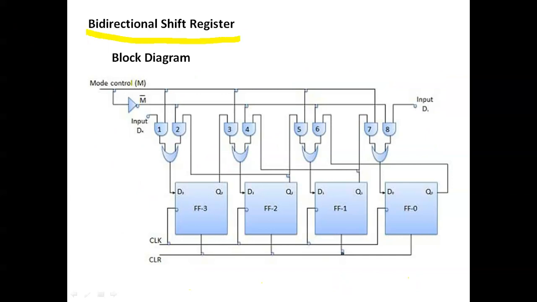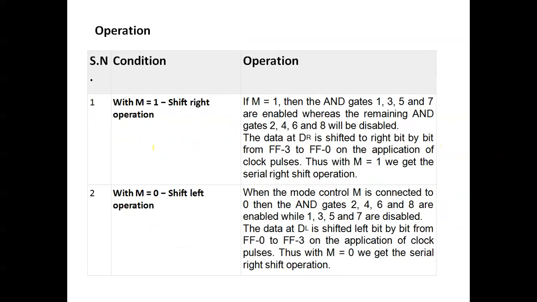Okay, then bidirectional shift register. This is a block diagram for the bidirectional shift register. Bidirectional means, previously we saw the data moving left to right, one-way direction, and this bidirectional shift register can also move right to left. So using this structure we can achieve bidirectional shift register operation.